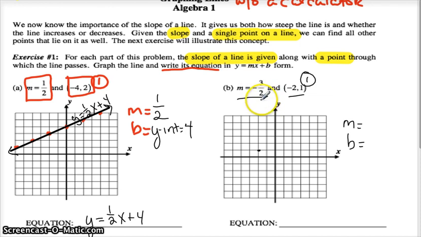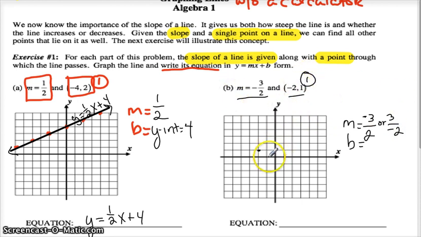Our slope is -3 over 2 or 3 over -2. So there's a common question that's asked here. Where does this negative go? Well, basically anywhere you want. So I can write -3 over 2 as -3 over 2 or 3 over -2. It doesn't matter. I'll show you why.